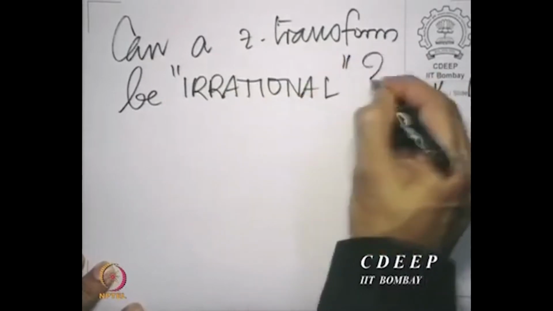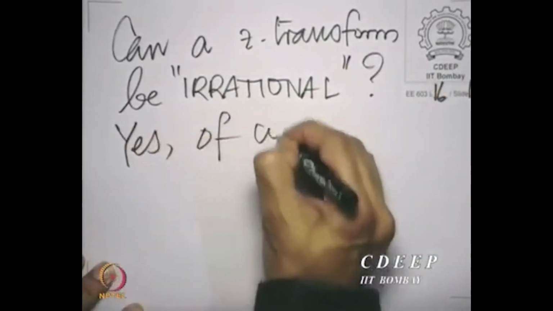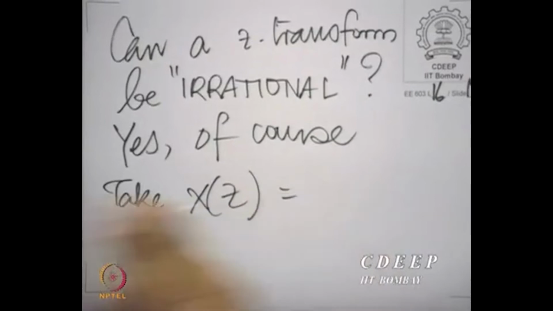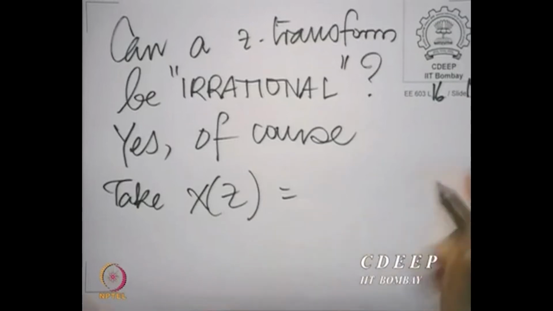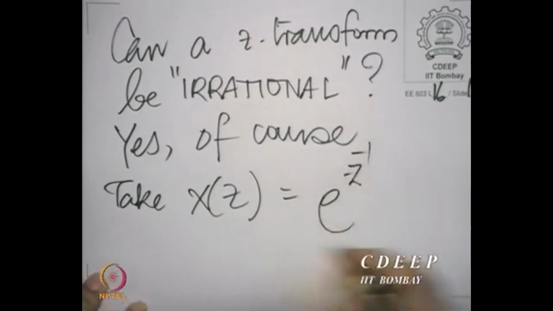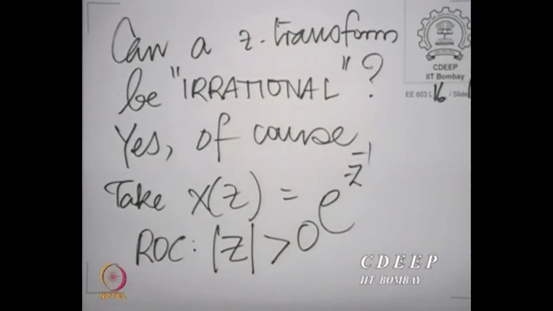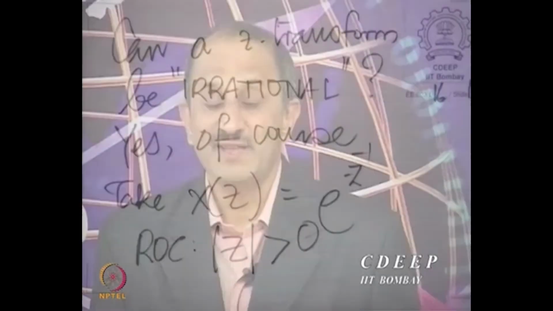And the answer, of course, has to be yes, of course. Take X(z) as e raised to the power z inverse with the region of convergence mod z greater than 0. Note that here you cannot include the point z equal to 0 in the region of convergence. In fact, this is an example of what is called an essential singularity, in some sense a singularity of infinite degree, as we will see in a minute.